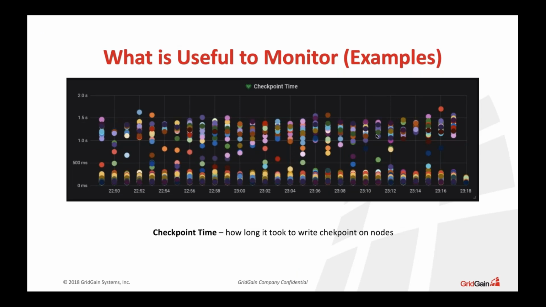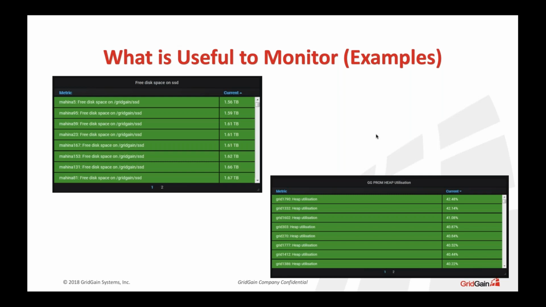Checkpoint time shows how much time it takes to write checkpoints. If this value increases or goes over a threshold, that means that the node is not handling the load. We also collect this metric through the log file and our custom scripts. And probably everybody does this, monitoring the free space and heap utilization. It's one of the very important OS metrics for us.